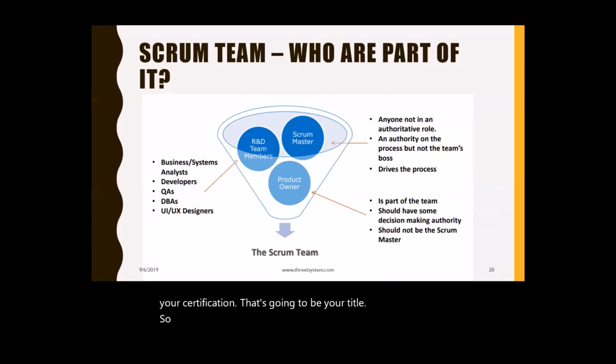So anyone not in an authorized role, an authority on the process, but not the team's boss. So you as a Scrum Master are going to drive the process, but you're not the boss of anyone. And the product owner was part of the team, should have some decision-making authority, but should not be the Scrum Master. Two separate roles here.